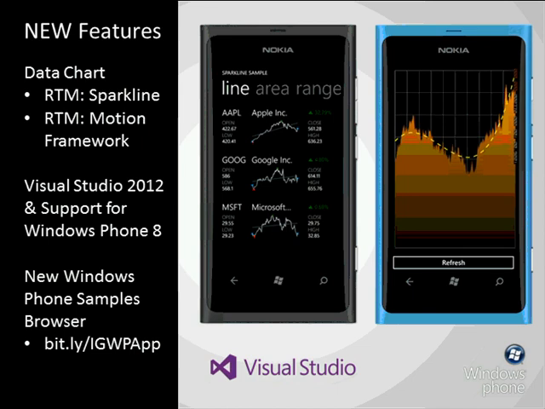We also RTM the Sparkline and the motion framework on our chart. So the Sparkline allows you to use these little microcharts, either bar, line, area, or win-loss scenarios. Whenever you need to load multiple charts inside of a grid or a list, the best way to do it is using a Sparkline because it's a much more lightweight control. And the motion framework, you have to see it in action to really appreciate it.